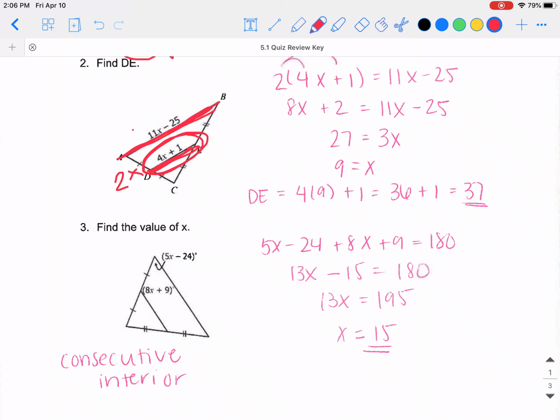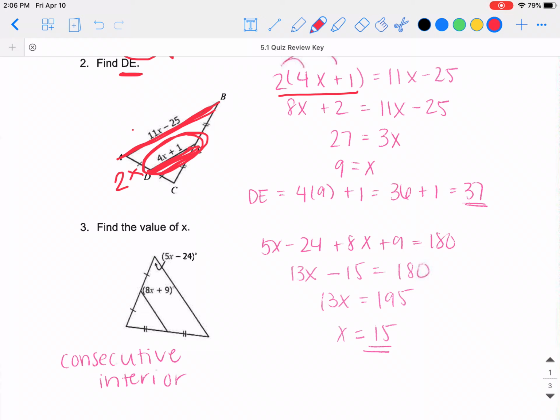So 2 times 4x plus 1 equals 11x minus 25. To solve for x, you have to distribute. And when you solve, you get x equals 9. But the question is to find DE. So to find DE, we just have to plug back into this original expression. 4 times 9 plus 1 is 36 plus 1, which gives us 37. So that's if you're looking for the length of a side.